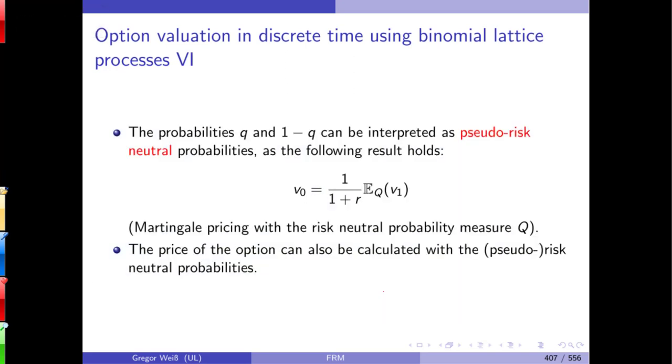Now those two probabilities we've seen before, Q and 1 minus Q, can be interpreted as what we call pseudo risk neutral probabilities. What is risk neutral probability? It's also called martingale pricing within risk neutral probability measure Q. This is a biggie.